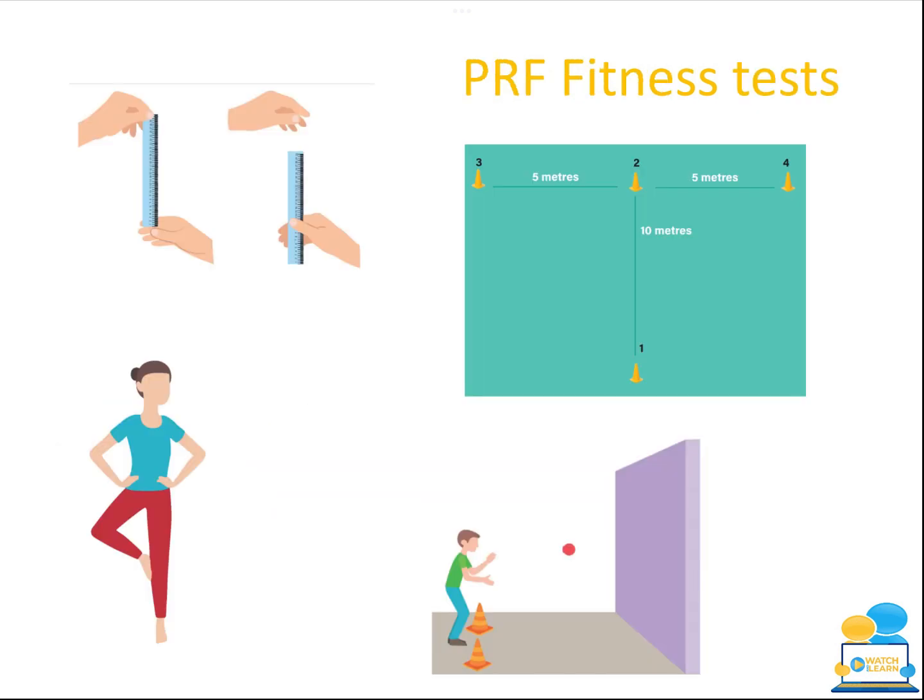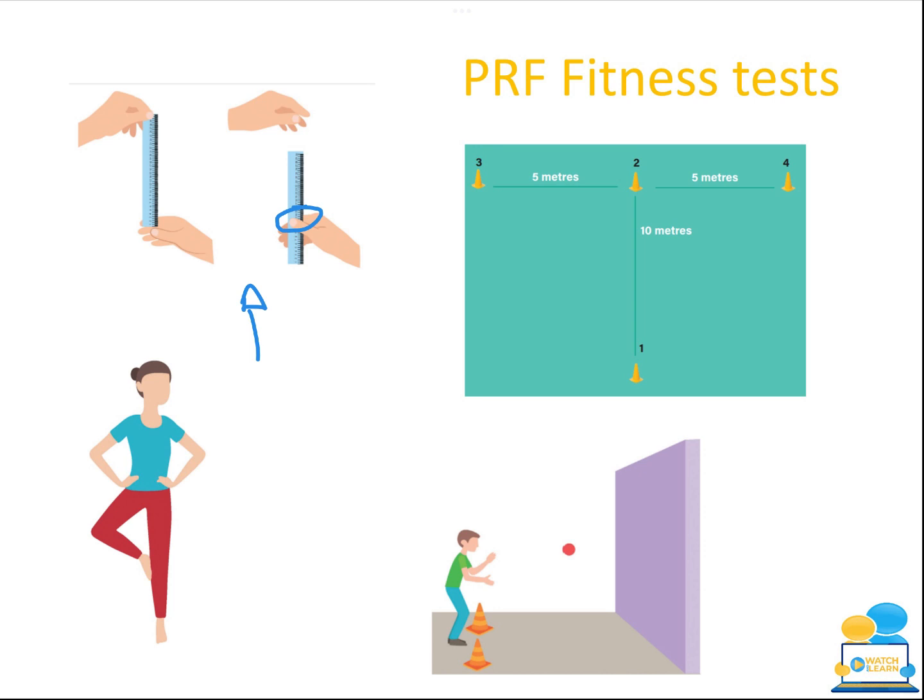So some more performance related fitness tests. On the upper left we have the athlete having their finger and their thumb very close to a ruler that their friend is about to drop. The ruler drops and then the measurement is taken where the athlete holds onto the ruler. That's done 3 times and an average is got from there.